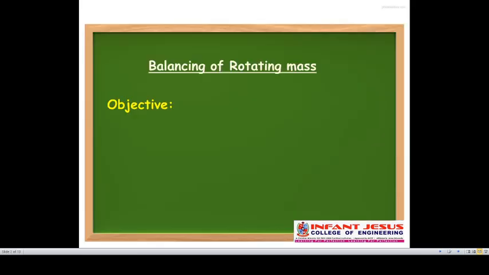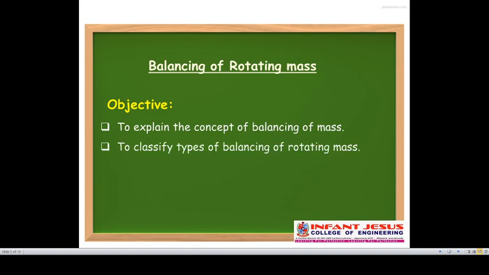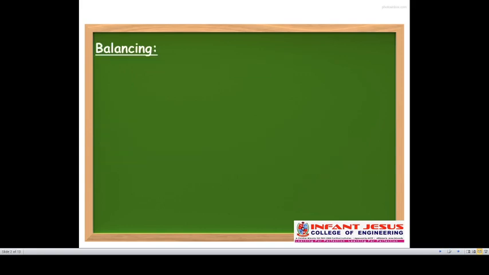The main objective of studying the balancing of rotating mass is, first, to explain what is meant by balancing of mass, then to see the different types of balancing of rotating masses, and finally to carry out the force analysis of balancing of the rotating mass. So now, first, we are going to see what is meant by balancing.